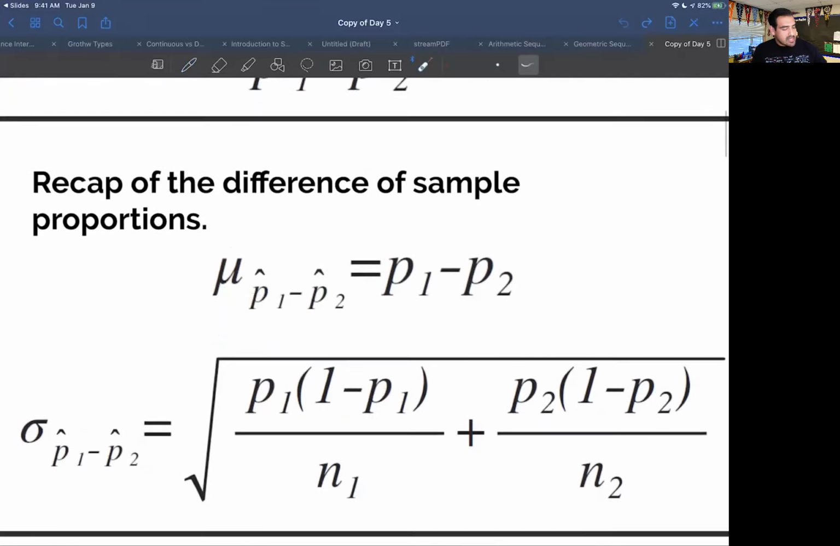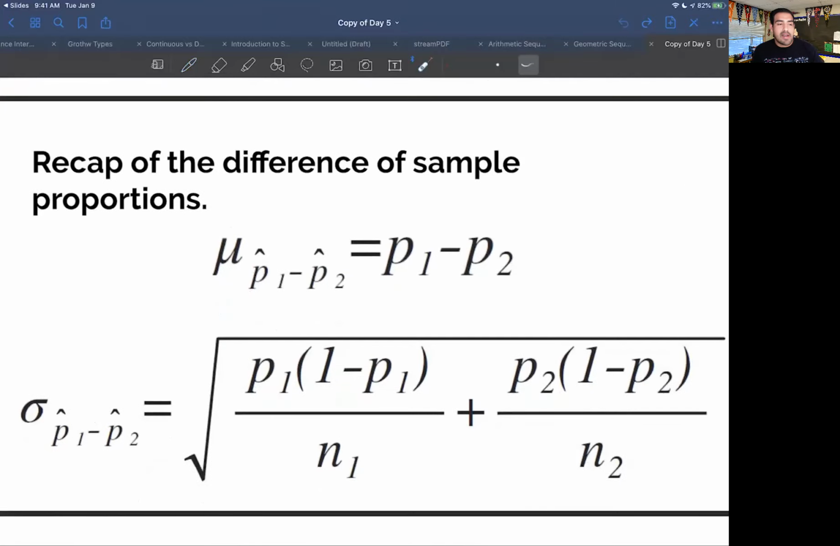So really quickly, here's a recap of everything from chapter 5 when we were talking about the sampling distribution of the difference of sample proportions. The center is the true difference of the population proportions, and the standard deviation equation is as follows. So remember, this is exactly from the last unit. This is a formula that you'll have on your formula sheet.